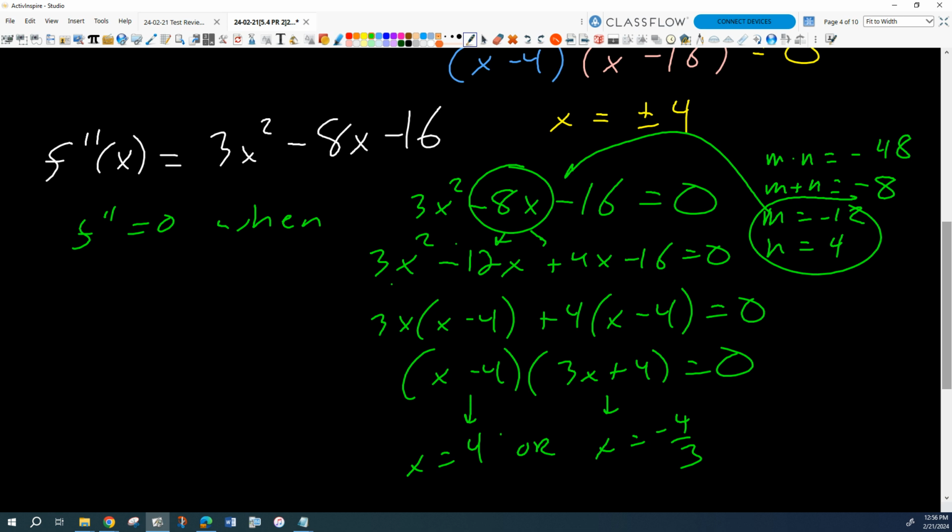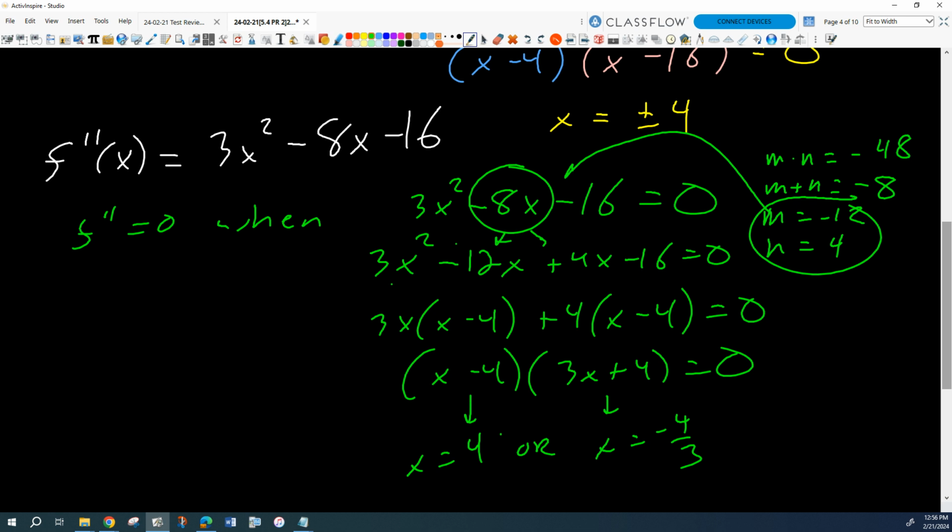The magic numbers have to multiply to AC, so they have to multiply to A times C, so negative 48. And they have to add to B, so they add to negative 8. And then we put them with x's, and you're using those to split the middle term, that coefficient. 12x plus 4x. You see what I'm saying? Once you find the magic numbers.